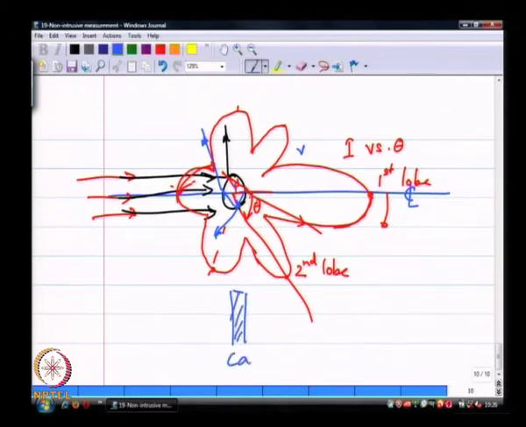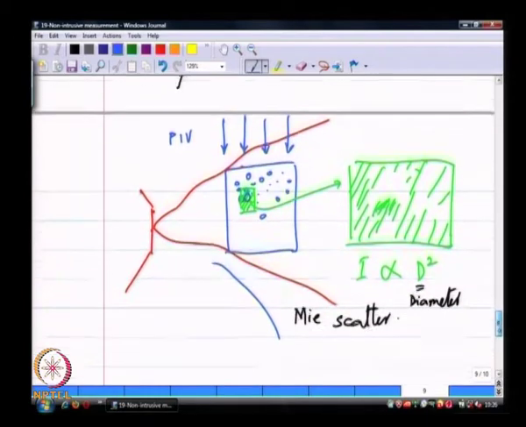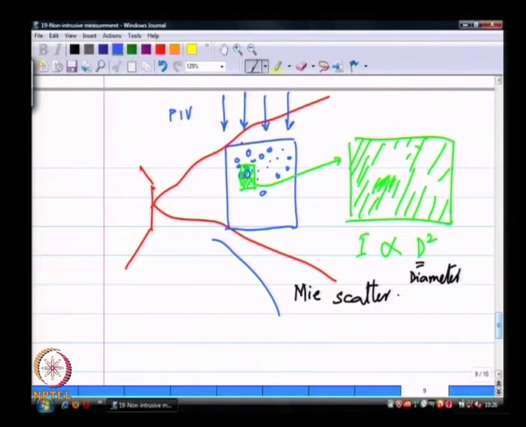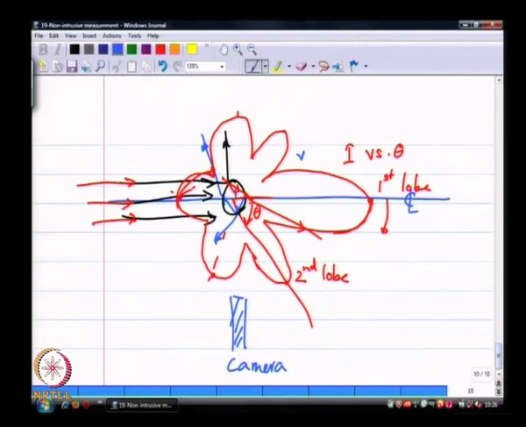So, if this is my camera, I am looking at a spherical entity sitting here receiving light from the top and scattering light towards your eye, and in this schematic it looks like a near 90 degree axis.